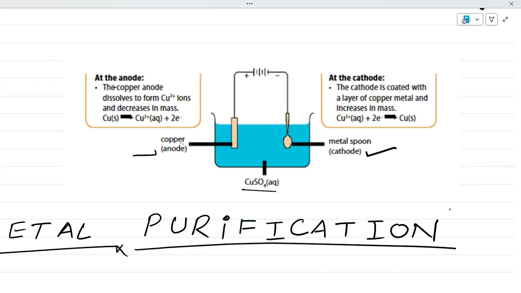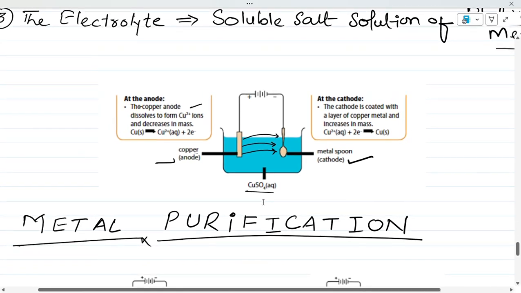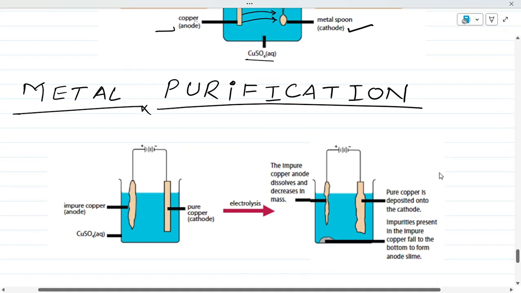At the anode, the copper dissolves to form positive copper ions, and those copper ions travel from the anode towards the cathode, and that's why they will be deposited on the spoon. The spoon will be electroplated with solid copper. So the mass of the anode decreases and the mass of the cathode increases. There will be a thin layer of copper all over the spoon, and after some time it will be electroplated with the copper.